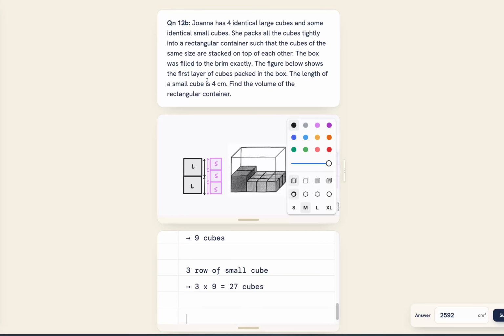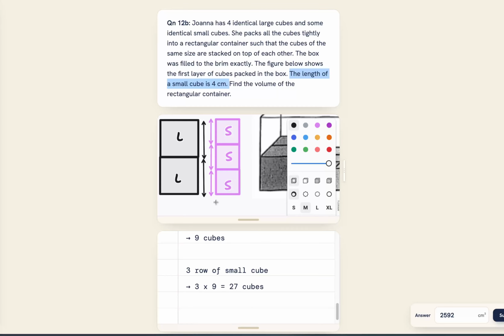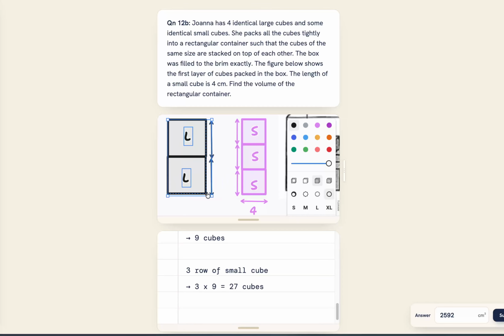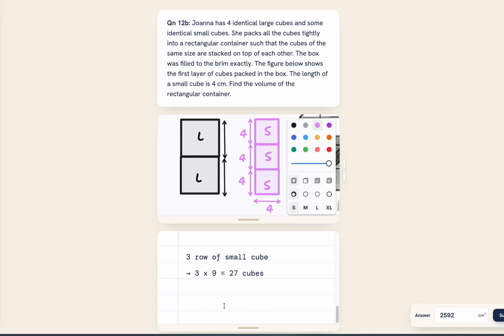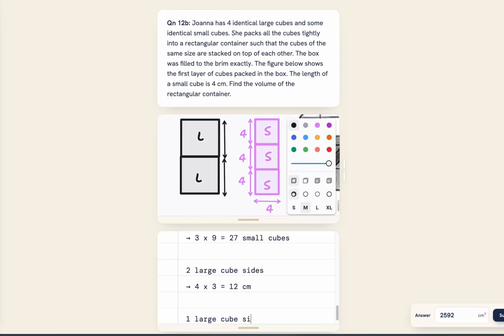For part B, question 12 part B, the length of a small cube is 4 centimeters. So this length over here is 4, which also means that this is 4, this is 4, and this is 4. We want to find the volume of the rectangular container. So two large cube sides is equal to 4 times 3. This will be 12 centimeters. So one large cube side will then be 12 divided by 2.